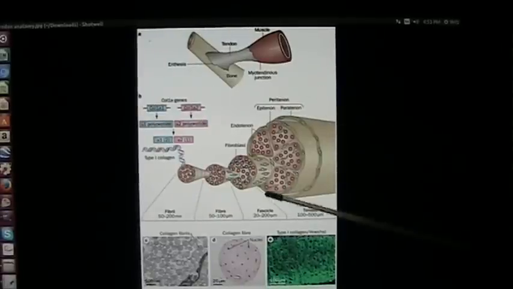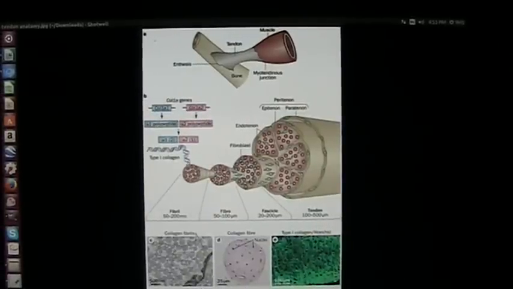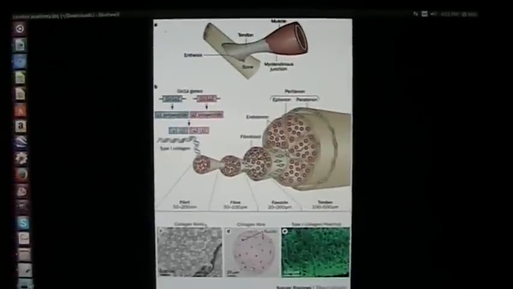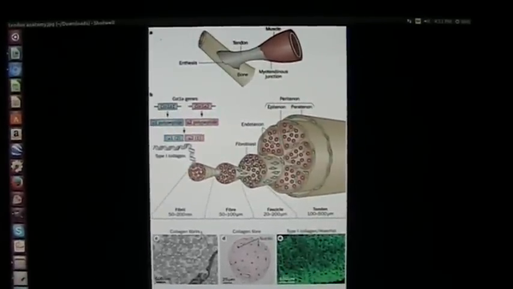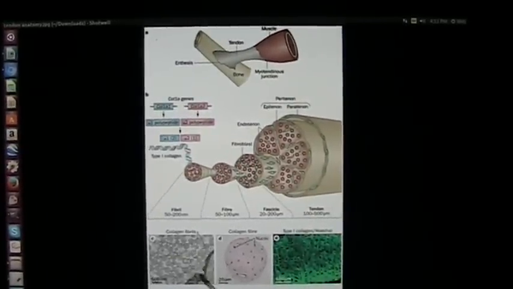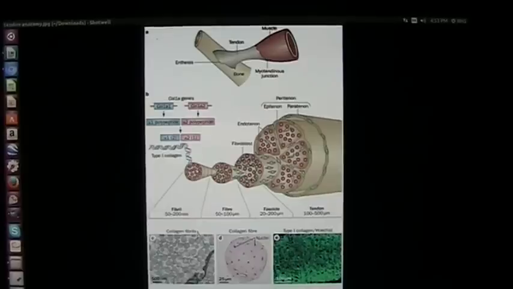Anyway, now down here you see the little balls. Those are the little enthesis balls, and collagen fibrils, and the balls that go into the bone, and I'll show you that in a second.